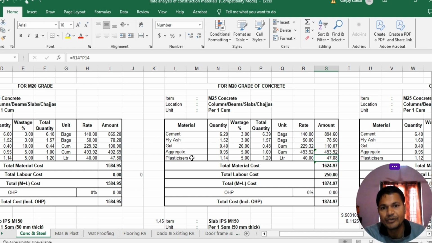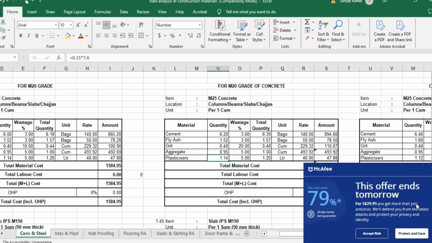Now coming to plasticizer quantity, how much quantity do we have to take? We have to take the plasticizer 1.14 volume only.